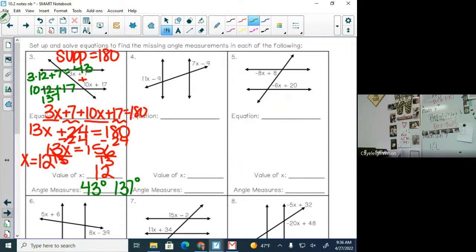Number 5, who can raise their hand and tell me what type of angles they are, Trevor? These are alternate interior angles. And I know that they're alternate interior angles because they're both inside the parallel lines and they're alternate, opposite of each other. So what do we know about alternate interior angles? They're equal. All right, so I want you all to try this one. So both of those angles are equal.